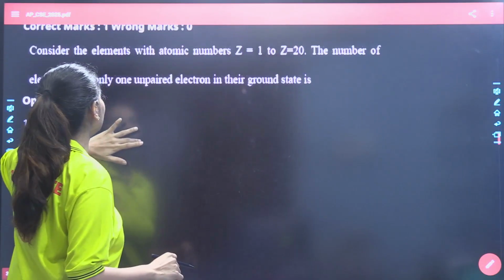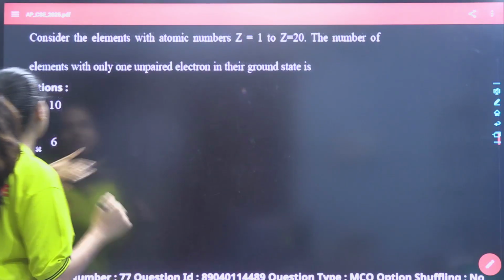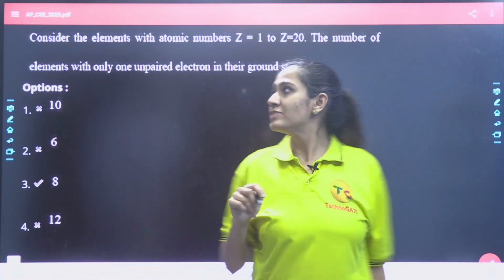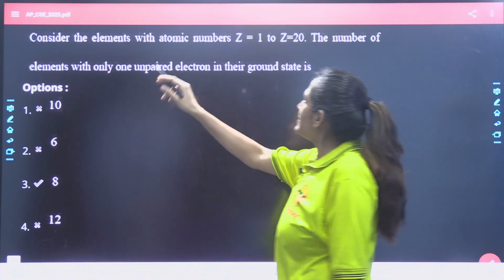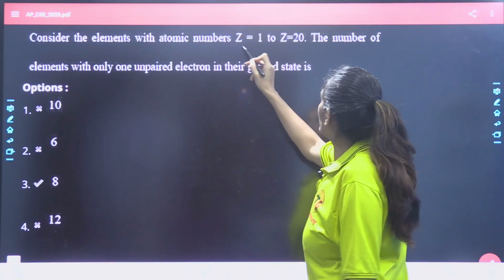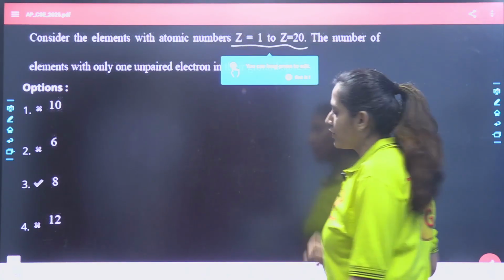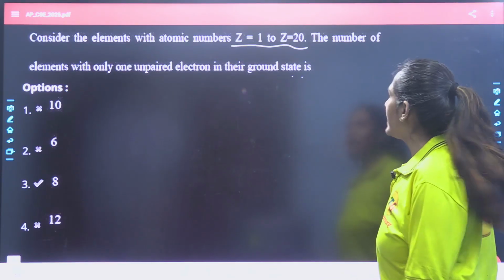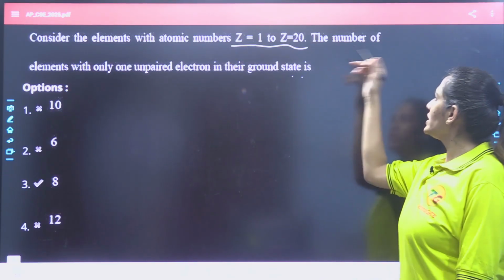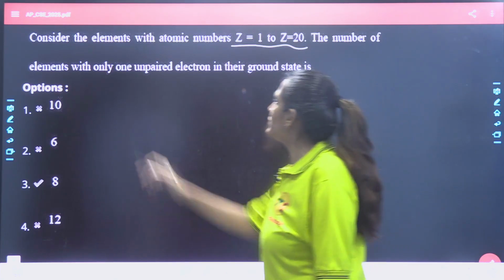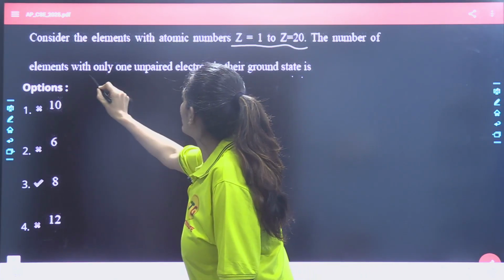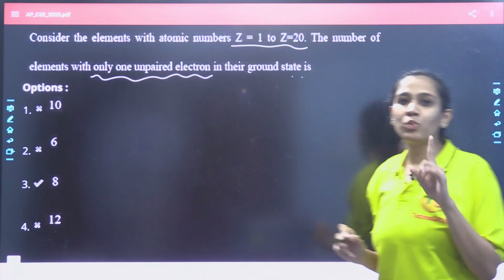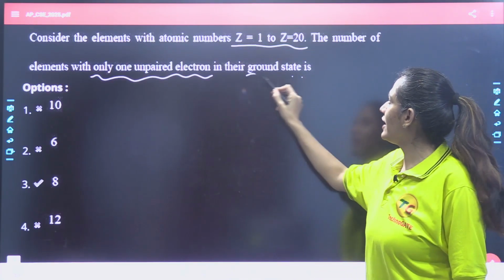So, the very first question of chemistry. Here we will discuss the chemistry portion. Consider the elements with atomic number 1 to 20. We need to consider all the elements from atomic number 1 to 20, and tell the number of elements with only one unpaired electron. How many elements are there with only one unpaired electron in their ground state?